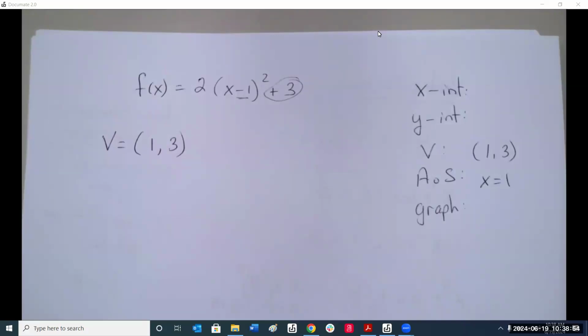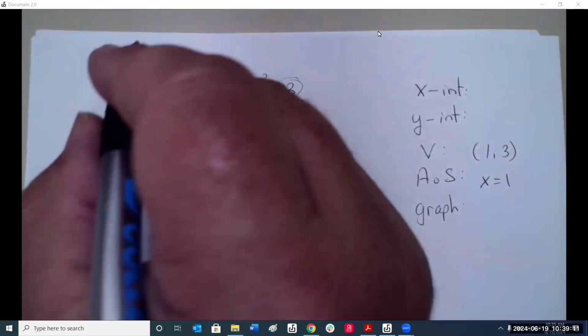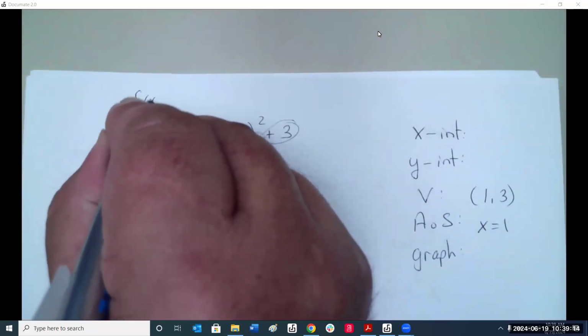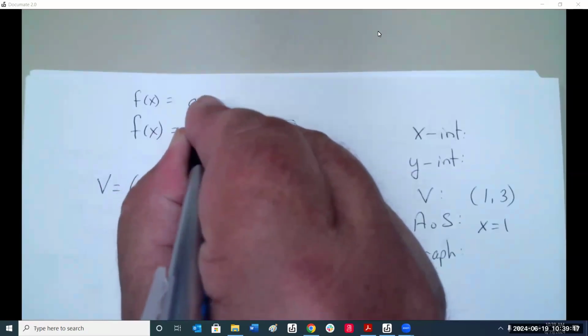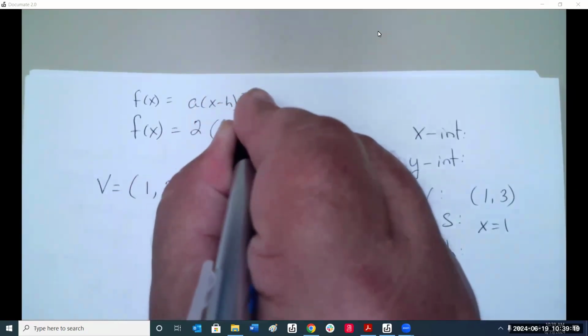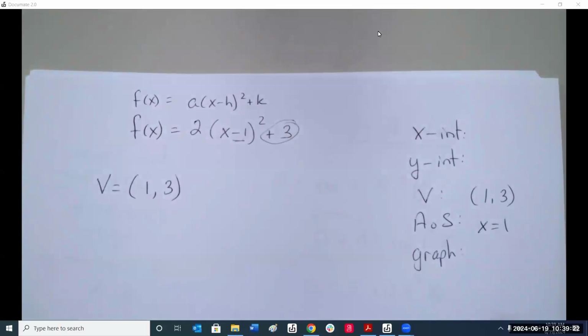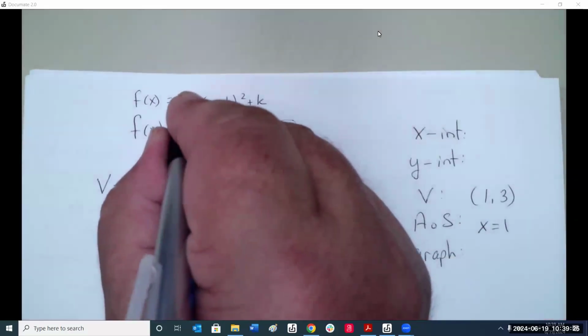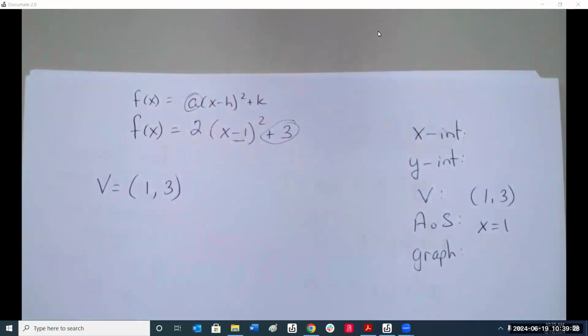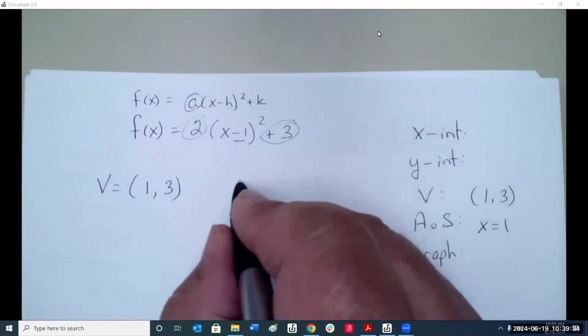What direction is your graph going to go? Down. Why do you say down? Because there's a negative. What determines if it goes up and down? A. If A is positive, it goes up. If A is negative, it goes down. Since that's positive, we know the graph's going to open up.